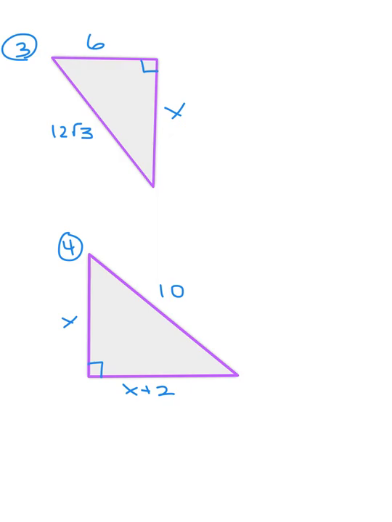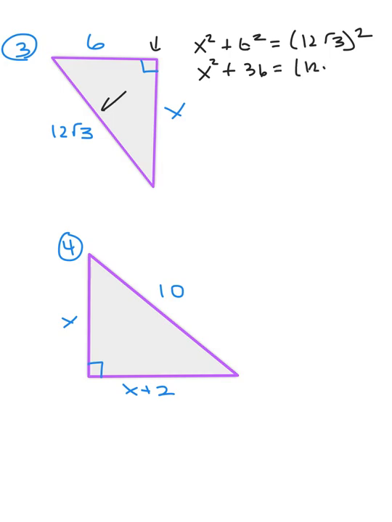Now number 3, again, I have my right angle here, so I know that this is my hypotenuse, so I'm going to say x squared plus 6 squared is equal to 12 root 3 squared. Now the algebra is going to be a little harder on this one, but again, the Pythagorean theorem is going to be the same, so I'm just going to work with it and simplify. So I have x squared plus 6 squared is 36 is equal to, now this is 12 root 3 times 12 root 3. So when I simplify that, let's do that again.